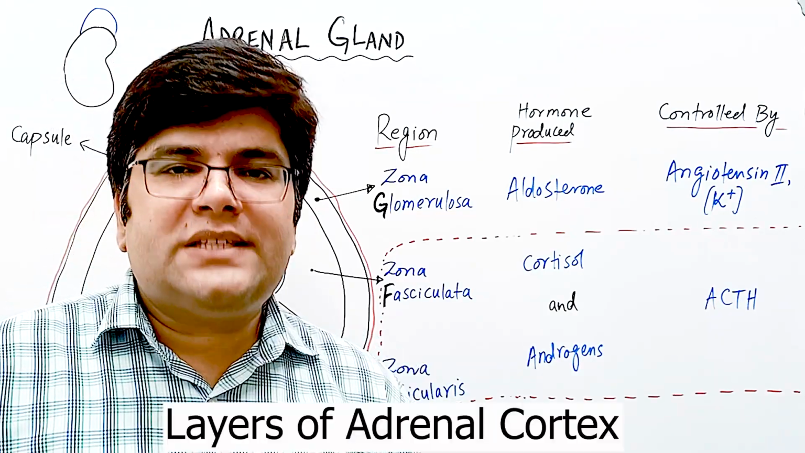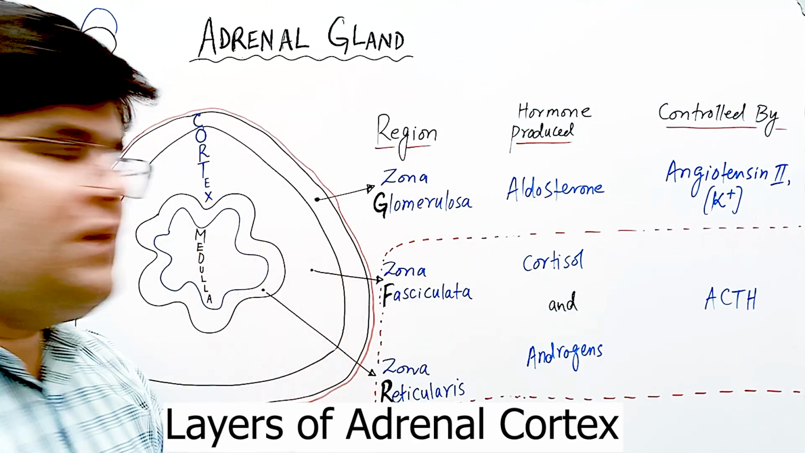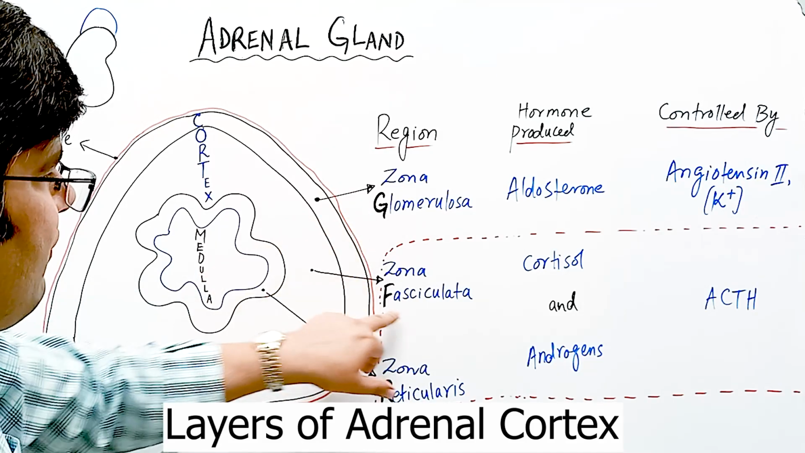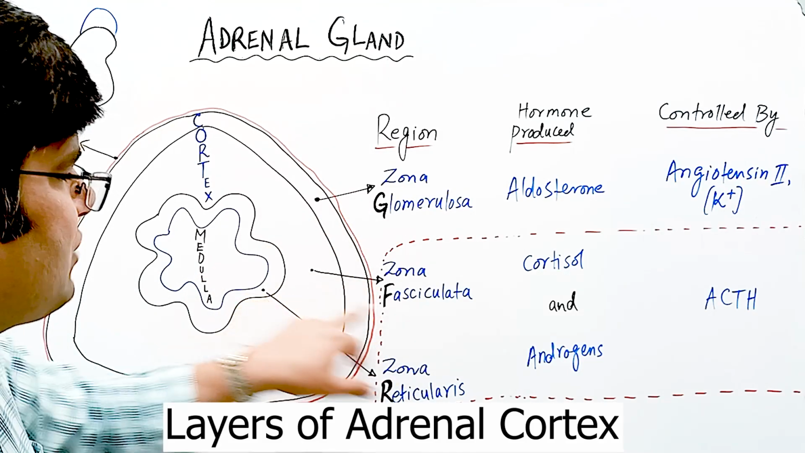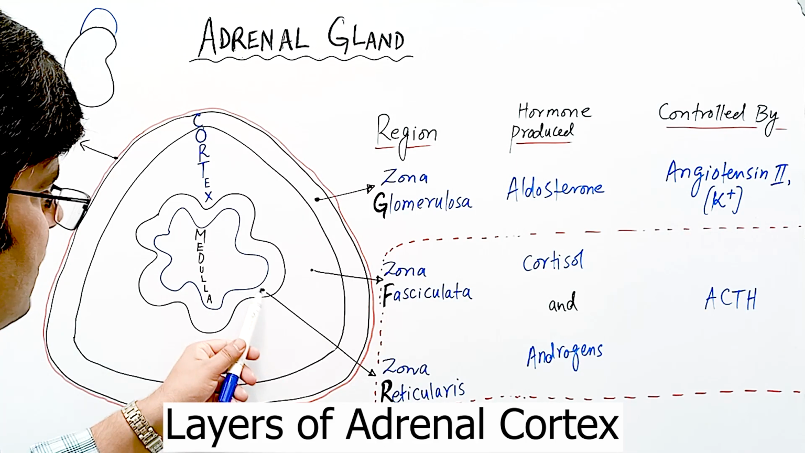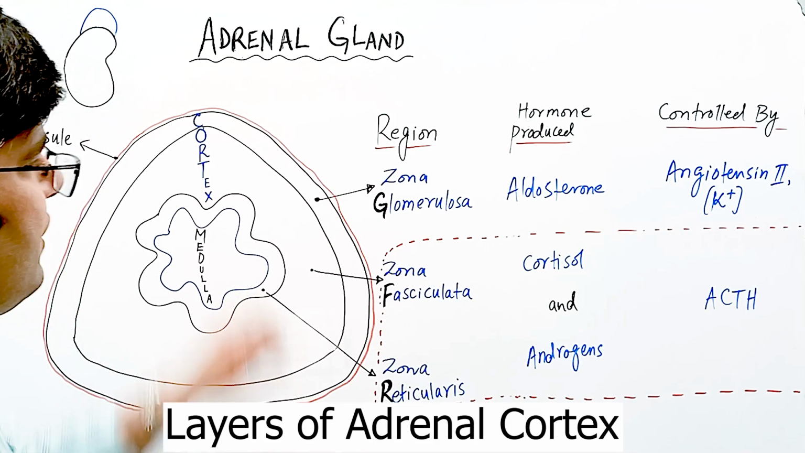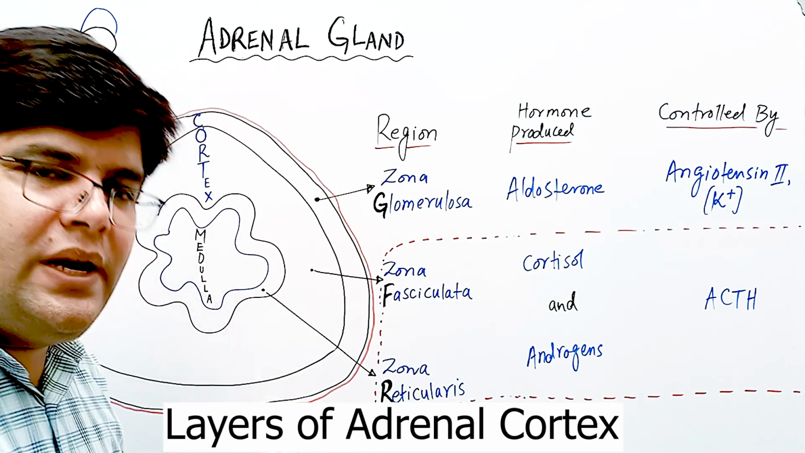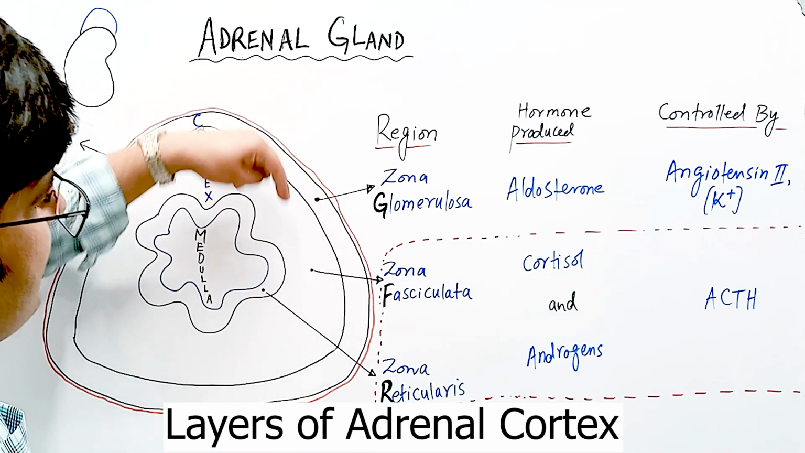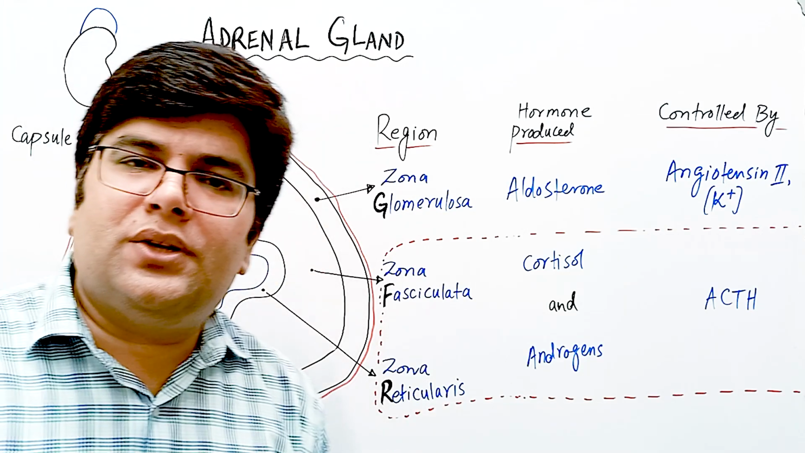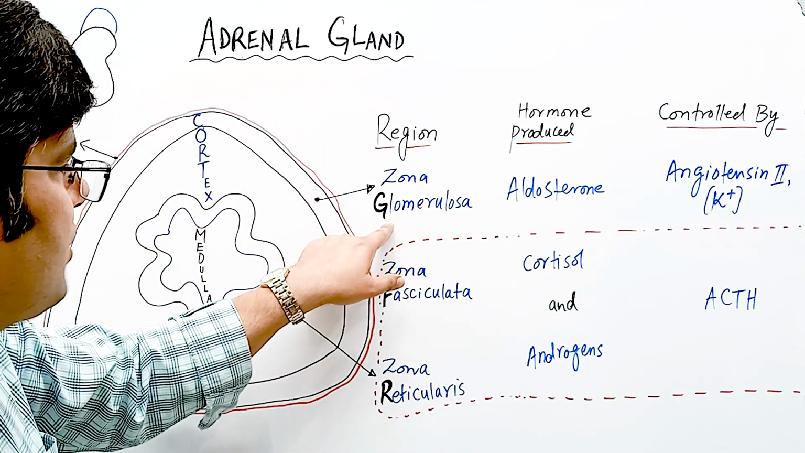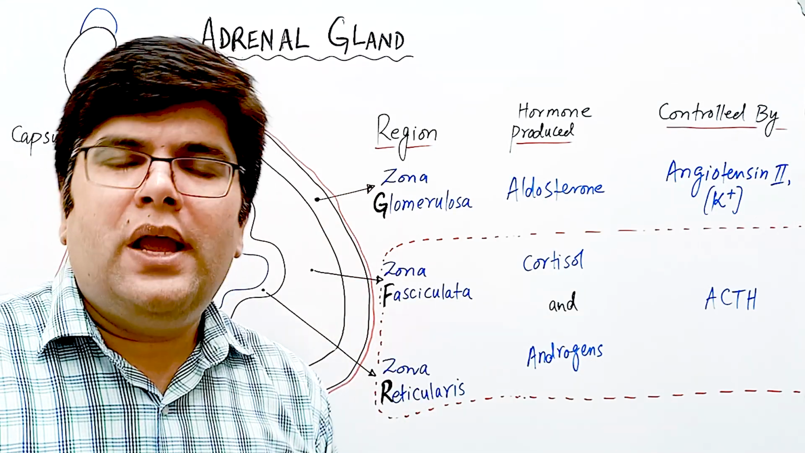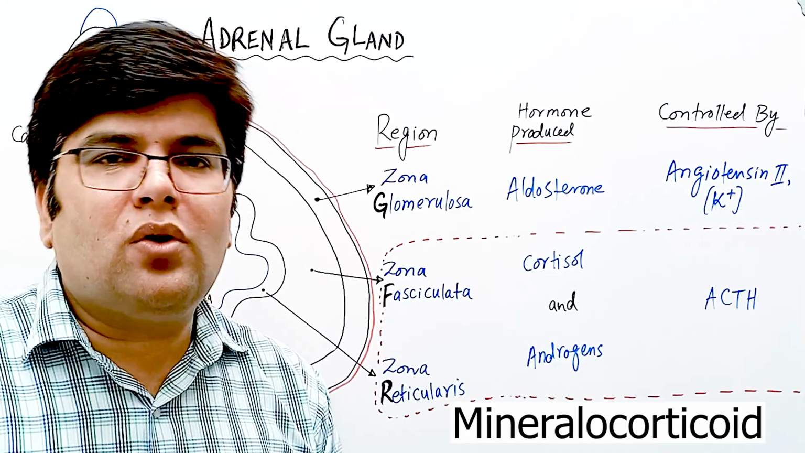Now let's talk about the layers or zones of the adrenal cortex. There are three zones of adrenal cortex. The outermost is called zona glomerulosa. The middle one, which is the widest, is called zona fasciculata, and the innermost is called zona reticularis. The outermost zone, zona glomerulosa, is just 15% of the total adrenal cortex, and this is present just beneath the capsule of adrenal gland. The cells of zona glomerulosa are the only cells in our body which produce hormone aldosterone. And aldosterone is a major mineralocorticoid hormone.